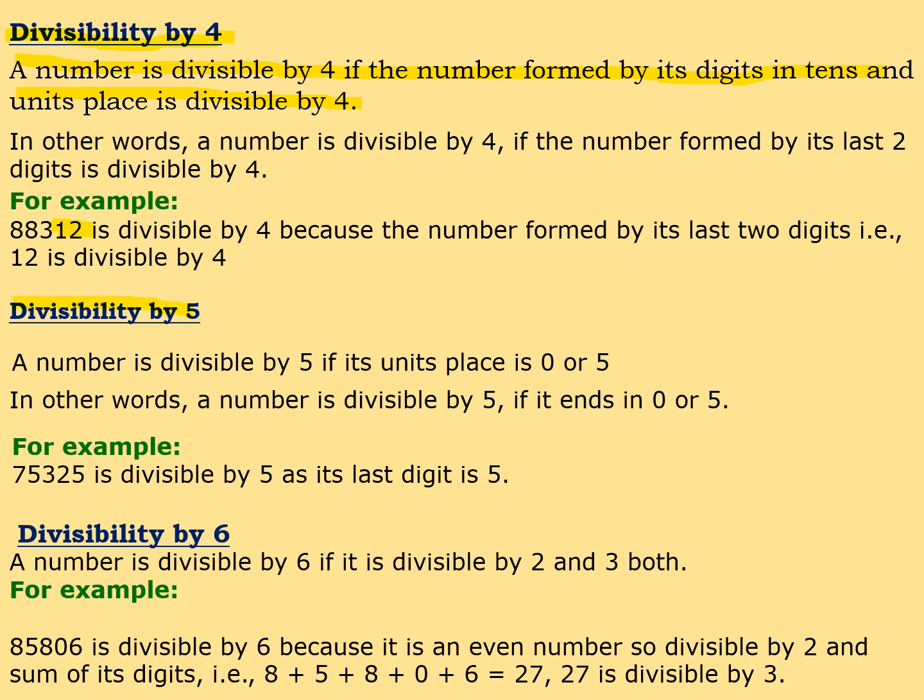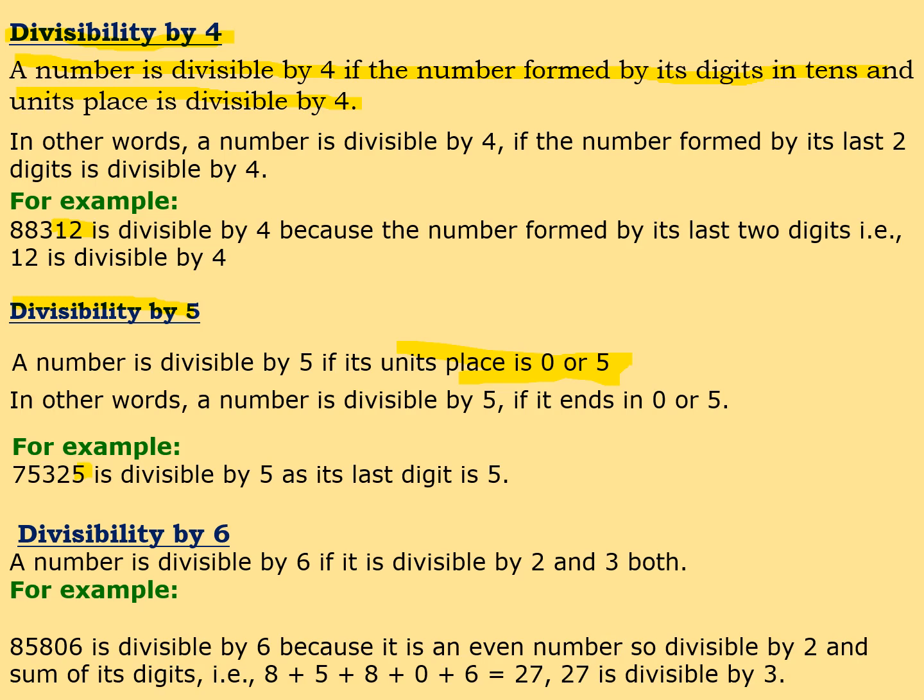Okay, divisibility by 5, I hope you all must be knowing. For a number to be divisible by 5, it should have a 0 or 5 at its units place. If you remember the table of 5, we have 5 ones are 5, 5 twos are 10, 5 threes are 15, 5 fours are 20. So if you see, all the digits at the units place are either 5 or 0. For example, 75325, the number at the units place is 5. So yes, it is divisible by 5.